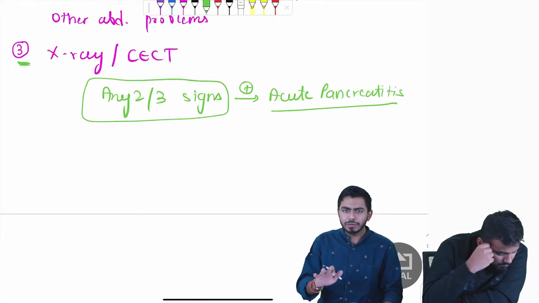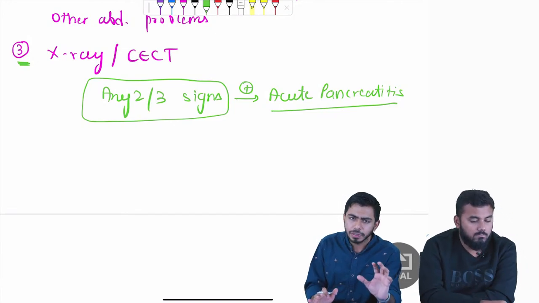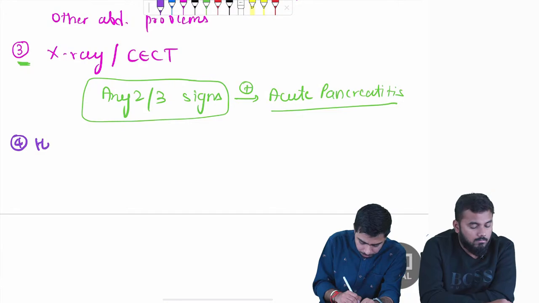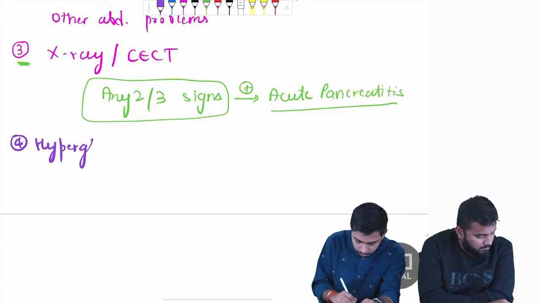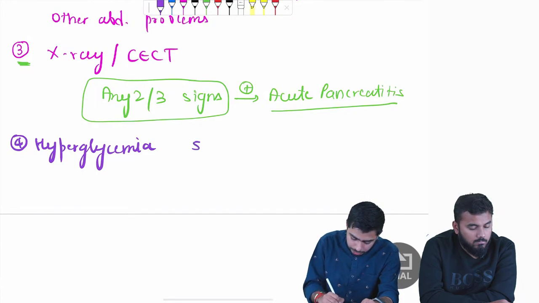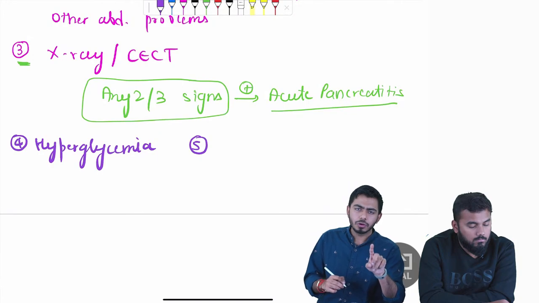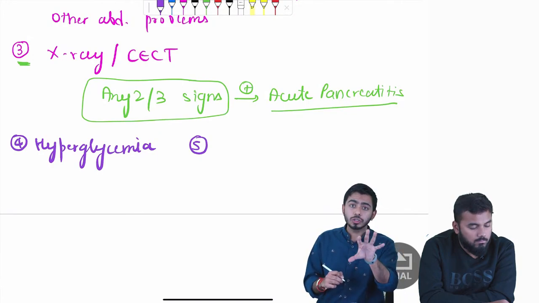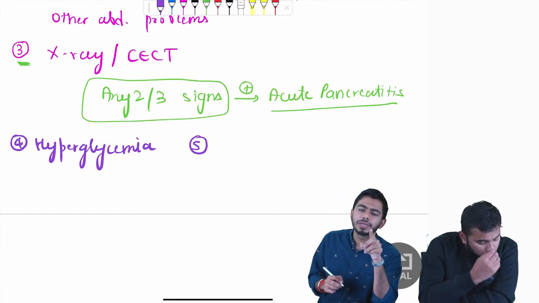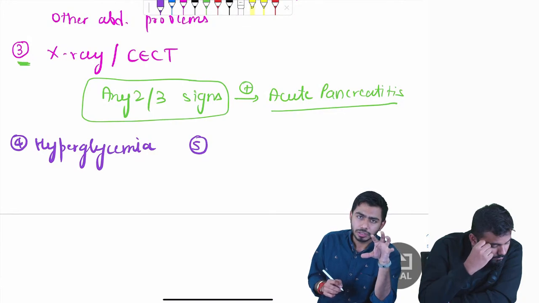So just now we have talked about the important signs, how we can make the diagnosis of acute pancreatitis. Along with that, what can I expect in the patients? The patient will usually be having hyperglycemia. Okay. Along with that, I told you one of the causes of acute pancreatitis was hypercalcemia. Okay, hypercalcemia, hyperglycemia. These are the causes.